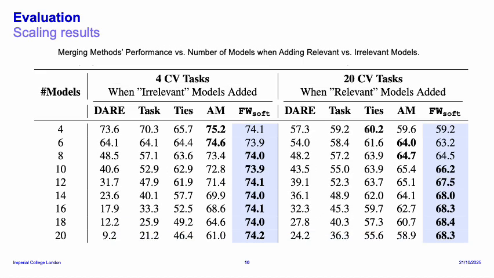We also test the scaling performance of our method, and as can be seen, when irrelevant models are added, our method's performance is relatively constant. This means that it's able to rule out all the irrelevant models from the model merging pool. And when relevant models are added, the performance steadily increases, which shows that our method has very good scaling behavior.